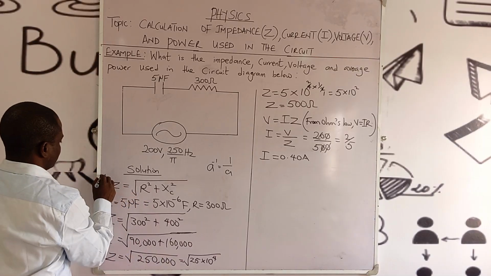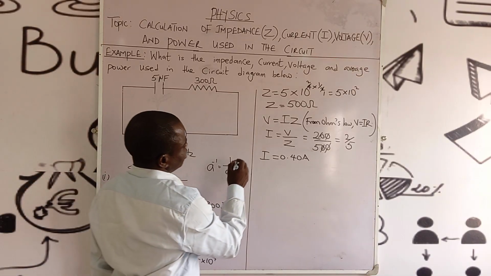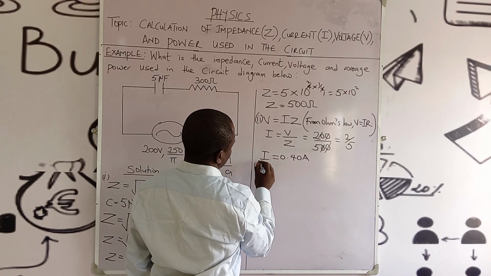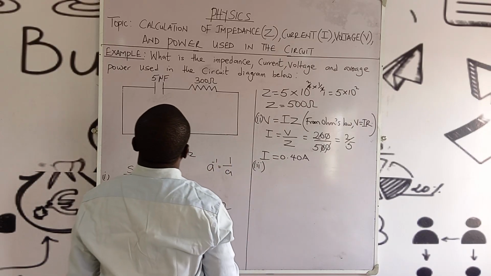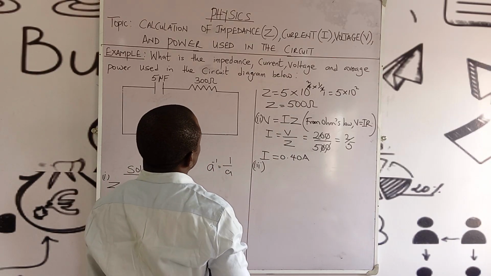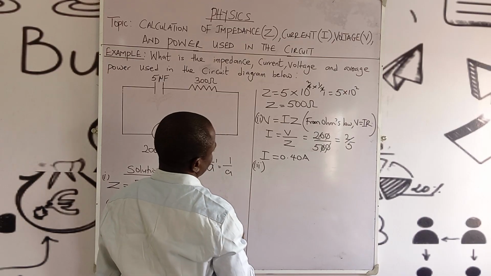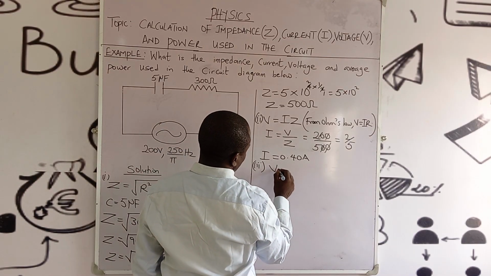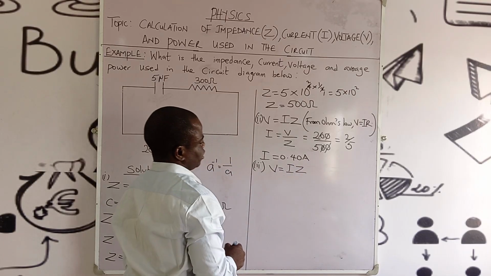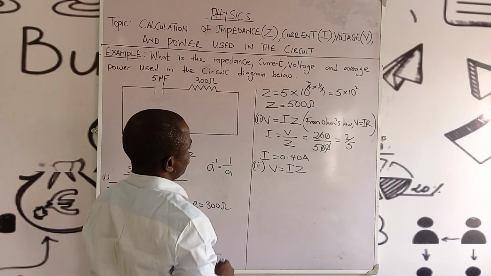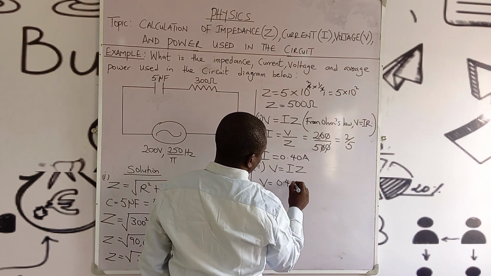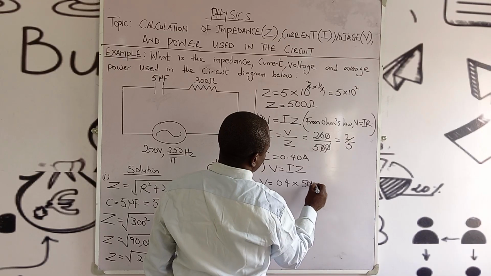This is the first one. The second one, to get the second one is this. The third one is the voltage in the circuit. V equals IZ. Okay, what is your current? Your current is 0.4. What is the impedance? 500.